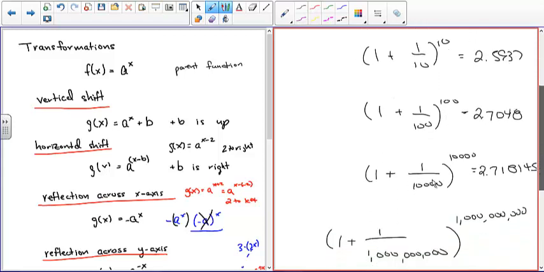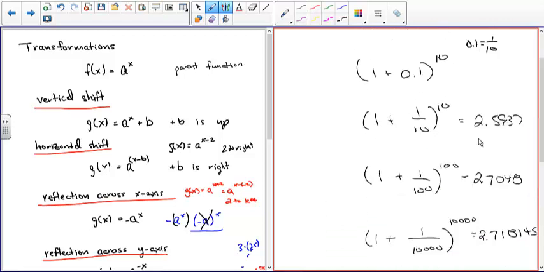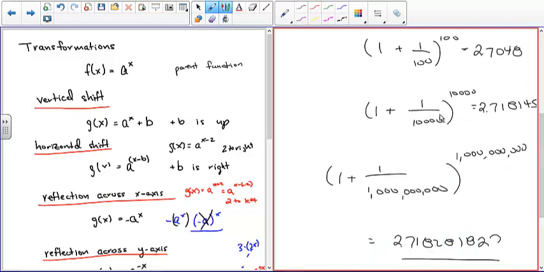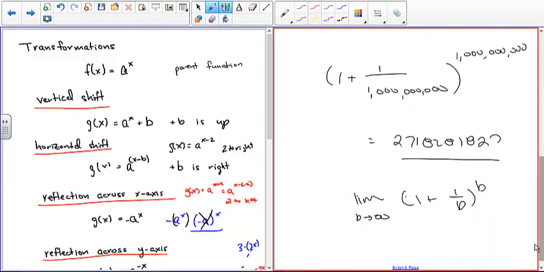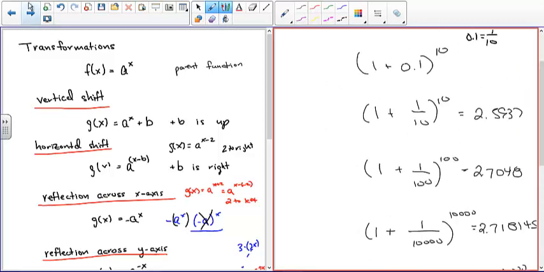If you do that for 10,000, 1 plus 0.0001 raised to the 10,000th power, and you could do it for 1,000,000. At some point you can ask, what's the value if b goes to infinity? So 1 plus 1 over infinity, to the infinite power. It doesn't go to infinity, it goes to a finite value, which is this value for e. And that has lots of significance for calculus and stuff like that.